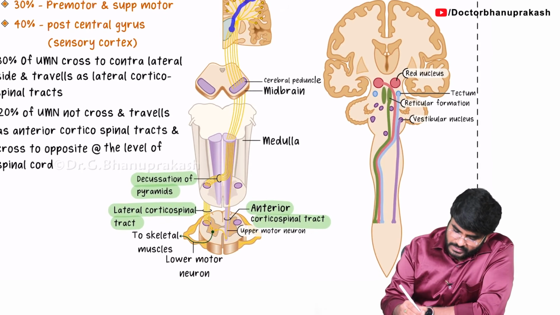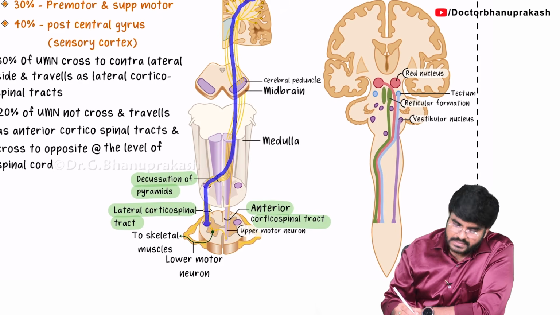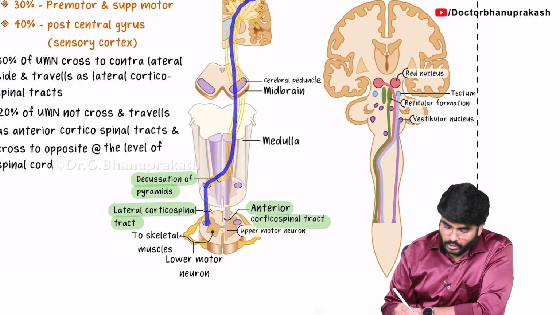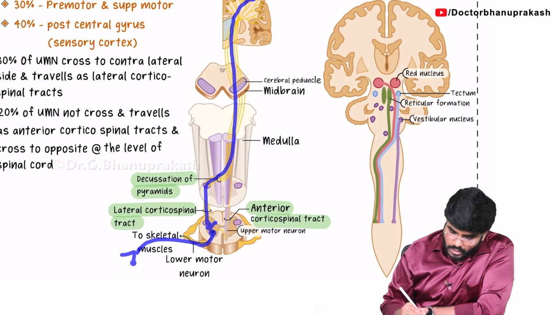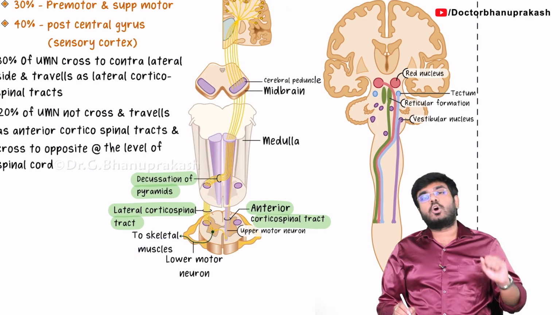One is coming from the cortex. See, this is the one. So this is called the upper motor neuron. This upper motor neuron is trying to control this lower motor neuron. Lower motor neuron goes to the muscles and causes the contraction of the muscles.